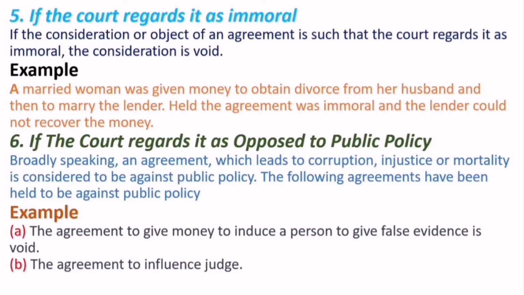Example: an agreement to give money to induce a person to give false evidence is void. The next one is that an agreement to influence a judge is also considered as opposing public policy. So this is all about the unlawful consideration and unlawful object of an agreement.